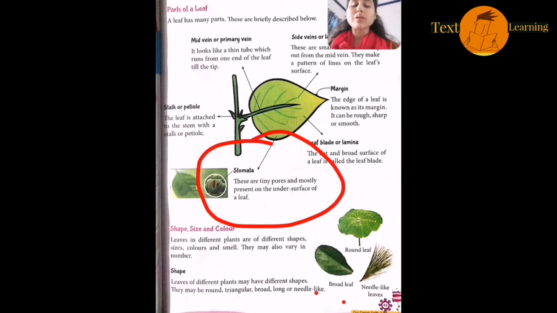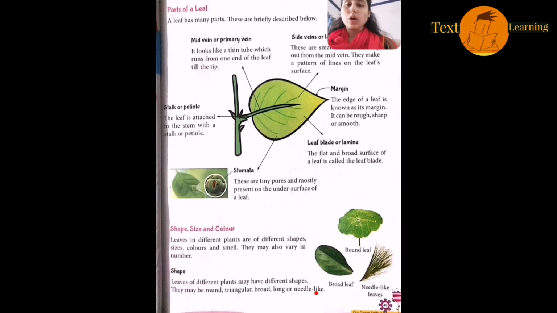You must have seen the picture. It is in zoom concept. Whenever you see with the help of any tool, you will see like this. With the help of stomata, plants can breathe. Now move to stalk and petiole.